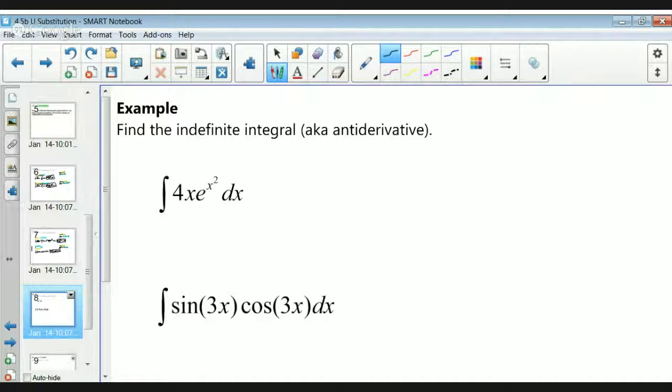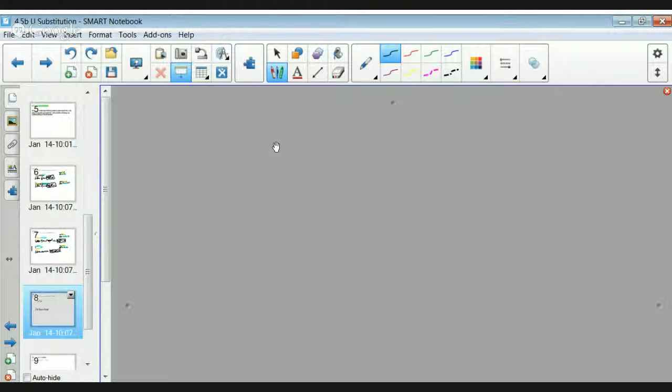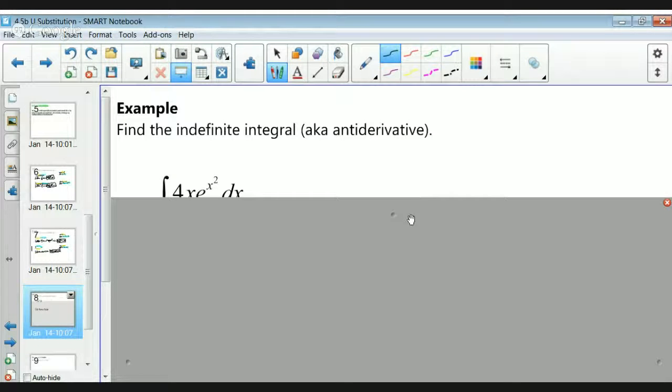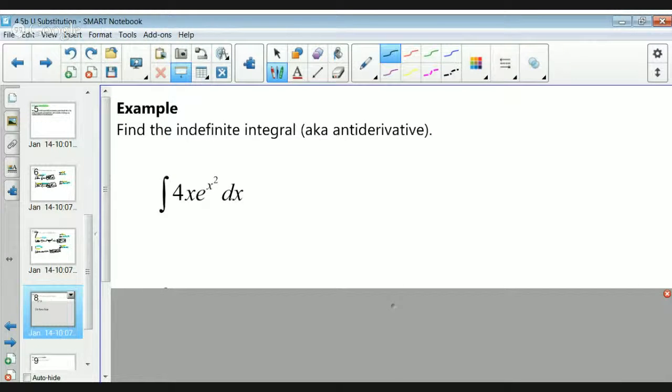Okay. I'll do a couple more examples if you need them. If you feel good to go, then you're welcome to stop the video and start your homework. All right, let's try 2 more here. So let's find the indefinite integral, aka the antiderivative here. All right, so in this case, I am going to let u be, what do we think?